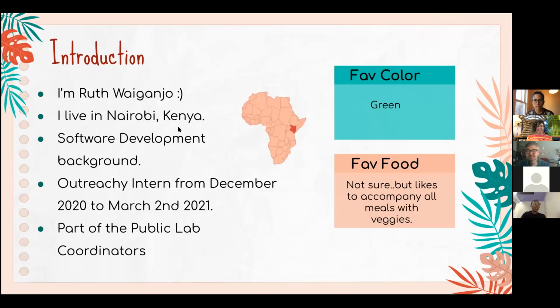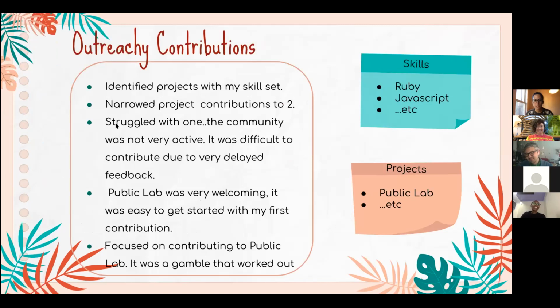So, Ruth Ganjo, I live in Nairobi, Kenya. It's this small country on the eastern coast of Africa. I have a software development background, and I was an Outreachy intern with Will during the winter contributions. And I'm also part of the Public Lab coordinators. So I just added some little fun facts about me. I like veggies, but not sprouts.